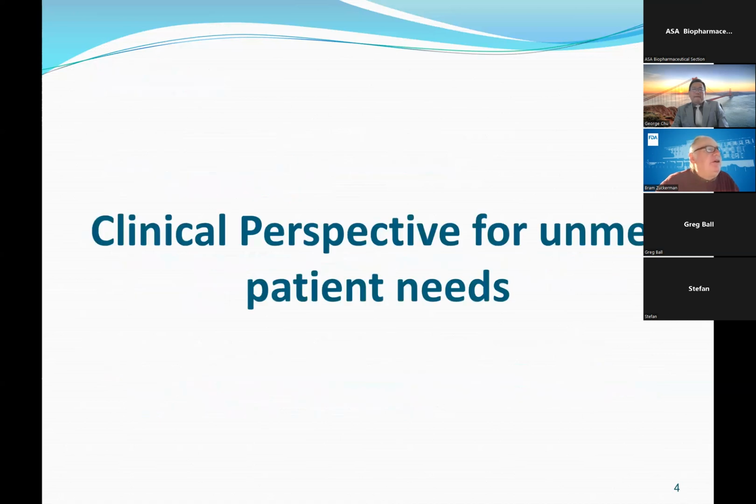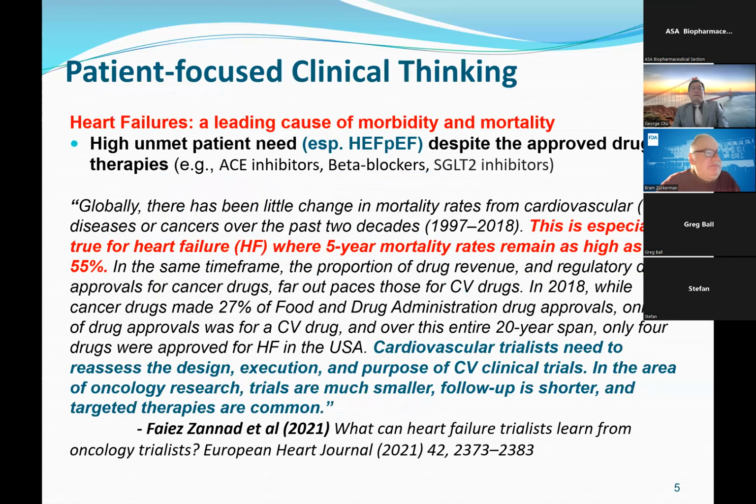So we're going to be focusing first on unmet patient needs from the clinical perspective.